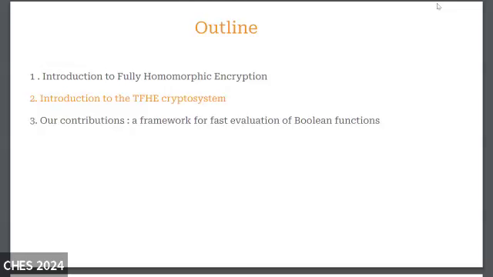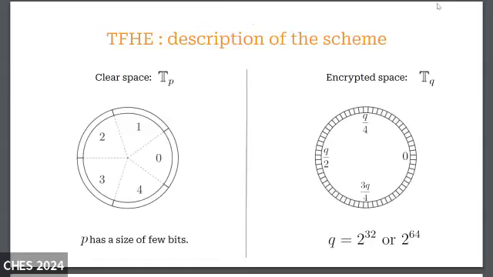So that was fully homomorphic encryption, and now I'm going to introduce you to the TFHE crypto system, which is one of the most promising schemes in the literature. So how does it work? It maps a clear space over an encrypted space, and the clear space is what we call a discretized torus, but we can just think about it as a ring, so a ring of P elements. And P has the size of a few bits, so in TFHE we manipulate small limbs of data, basically 4, 5, 6 bits, and I'll explain later why.